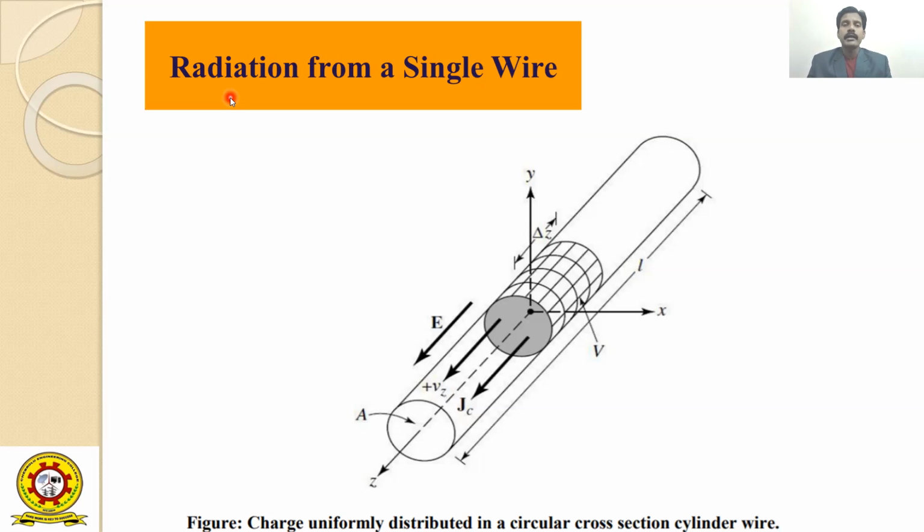To understand radiation better in our antenna subject, we considered three materials initially, according to Balanis. The first material is a single wire. This is the cross-sectional view, the idea of radiation from a single wire. In this single wire, charge is distributed uniformly throughout the material from top to bottom. That is the cylindrical wire.